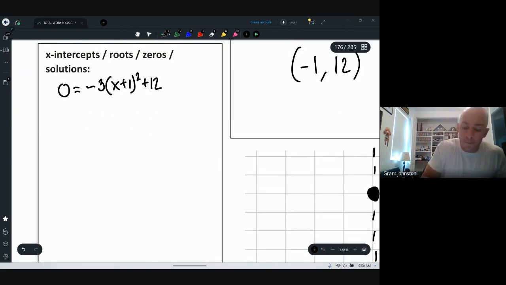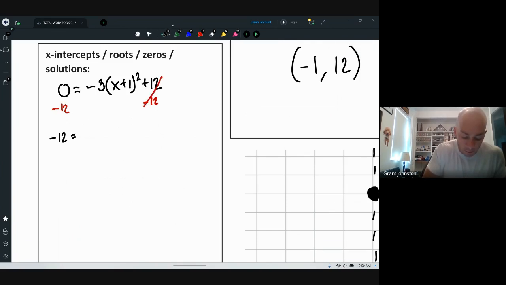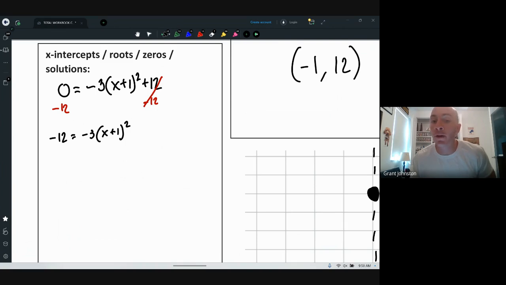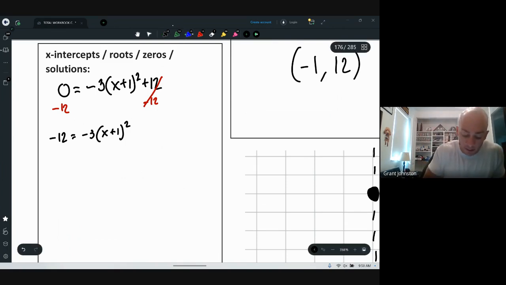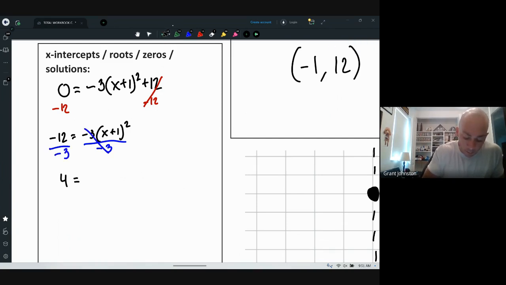My first step in solving for x is I'm going to subtract this 12, get that out of here. Negative 12 equals negative 3, parentheses, x plus 1 squared. Now I have this coefficient of negative 3 in front of my x plus 1 squared, so I have to deal with that. There won't always be a coefficient, but in this case, there is. So I need to divide by negative 3 to get rid of that. So now I have positive 4 equals x plus 1 squared.